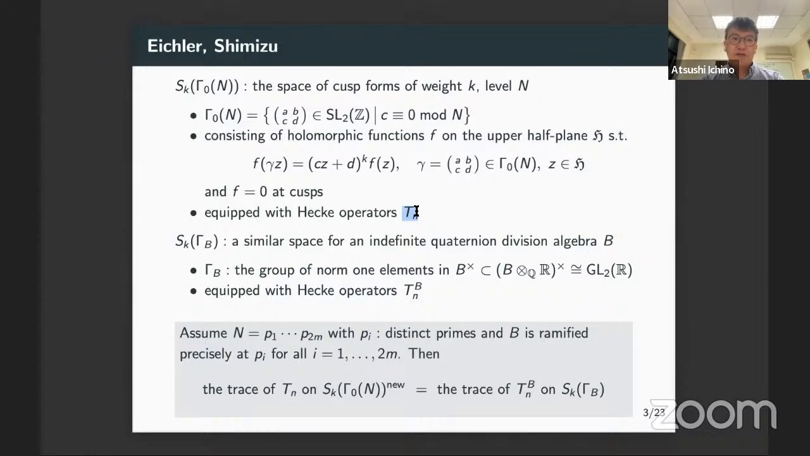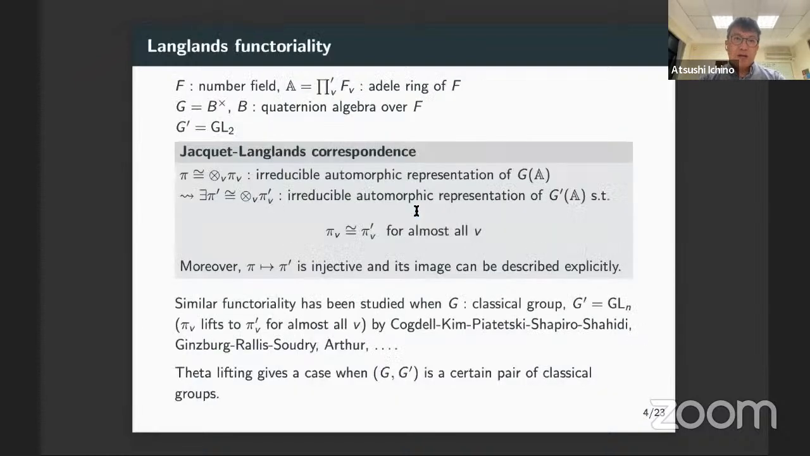And this phenomenon was developed by Shimizu in a more general setting. But after that, this phenomenon was rediscovered by Langlands. And after that, Jacquet and Langlands studied this phenomenon in the framework of automorphic representations.